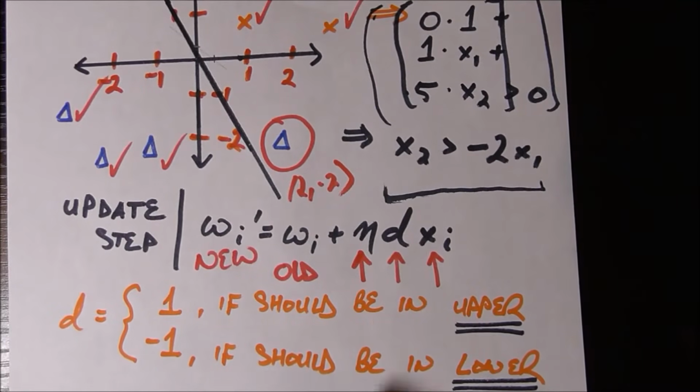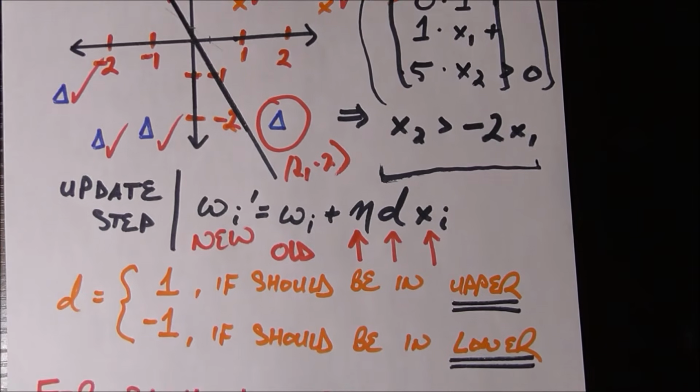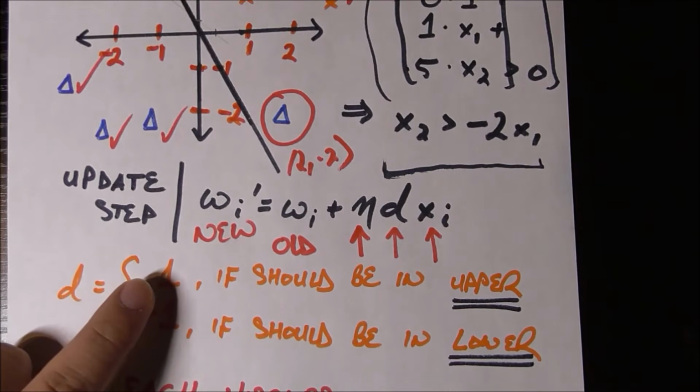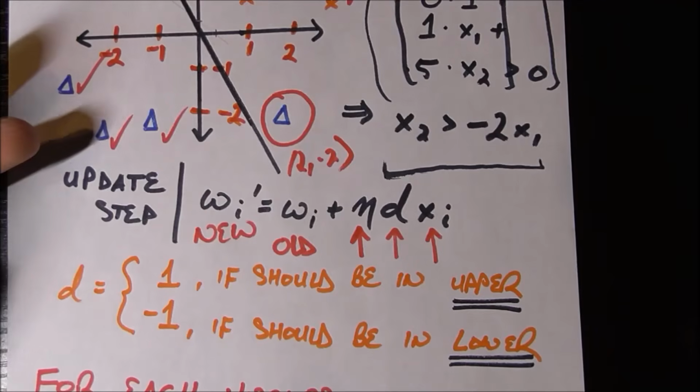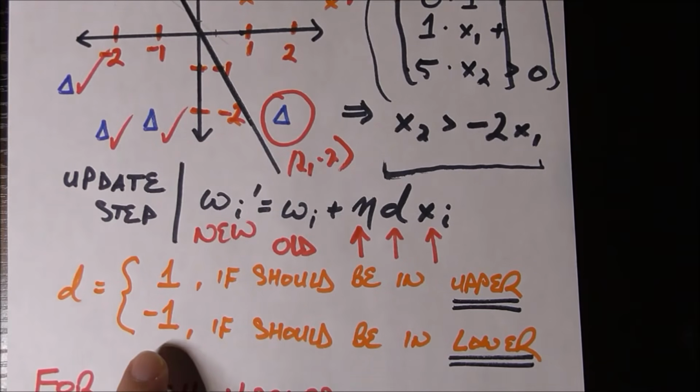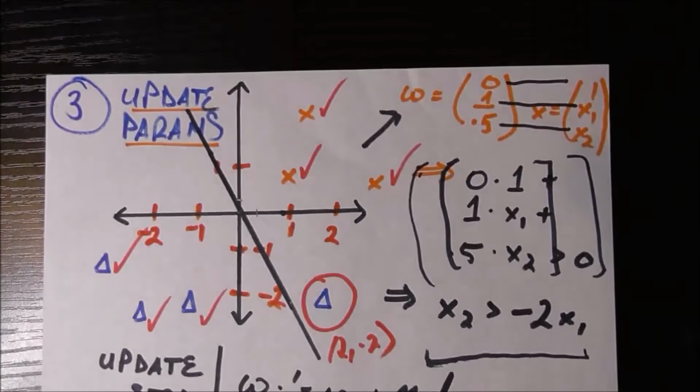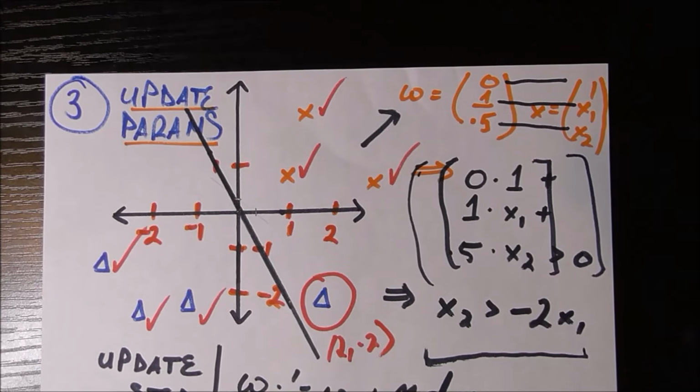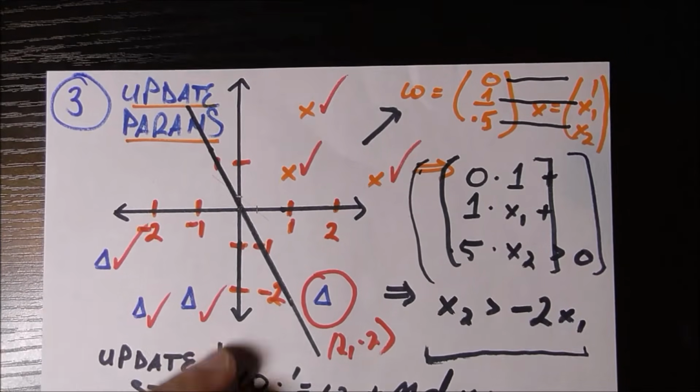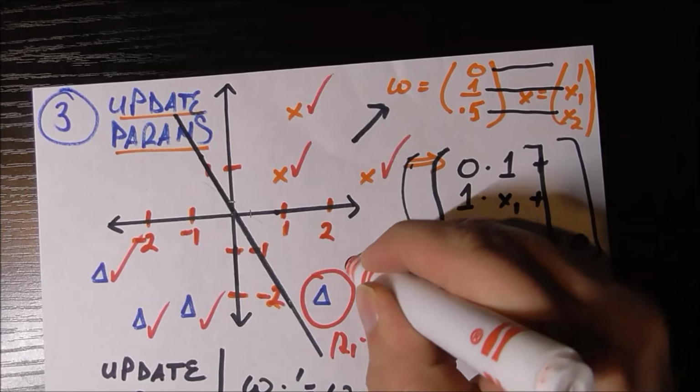Now the question is, what is this d? This d is really simple. This d is just 1 if the misclassified point should be in the upper set, and it's negative 1 if it should be in the lower set. So our point here, this triangle, should be in the lower set with its other triangles. So d will be minus 1 for us, okay?